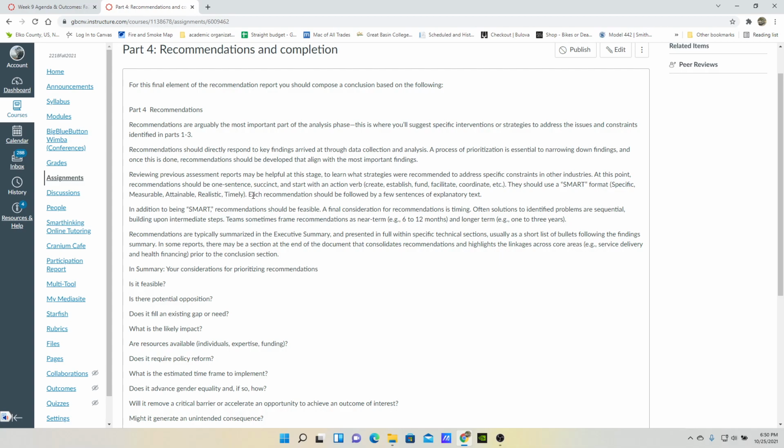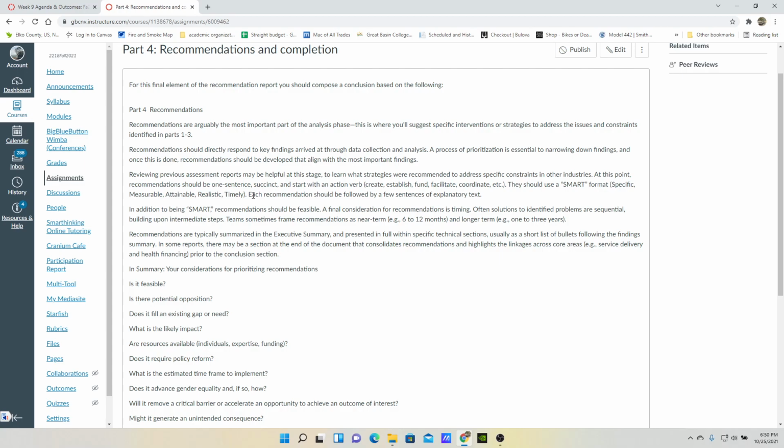Then each recommendation should have several sentences that support what you're talking about. In addition to being SMART, recommendations should also be feasible. Now, you'll note that feasibility is not part of the SMART format, but it is part of the final consideration for recommending, alongside timing. So if it's doable, specific, measurable, attainable, realistic, timely, and meets a timing constraint, you can offer solutions to identified problems which are sequential, building upon intermediate steps, scaffolding.